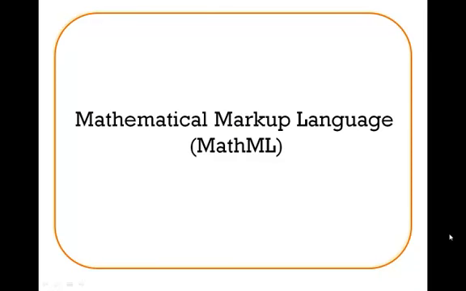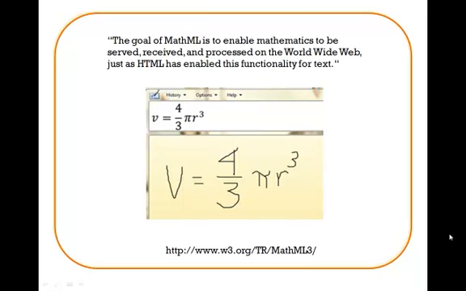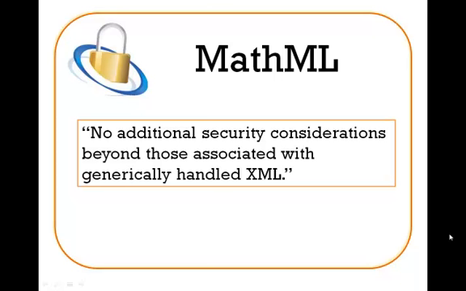Now we talk about the mathematical markup language, or MathML. MathML allows mathematical symbols to be viewed on the web, just as HTML allows text to be viewed. In browsers that support the language, it can be placed in a standalone file or inline in XHTML or HTML5 documents. Unlike SVG, there are no real security considerations beyond those generically handled by XML.